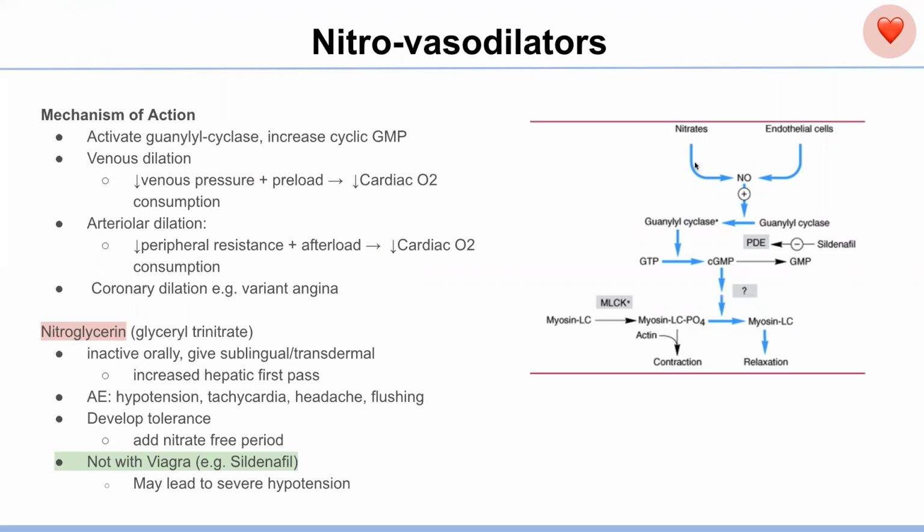So venous dilation reduces the preload, and arteriolar dilation reduces the afterload. Nitrates are inactive orally, so you want to give them transdermal or sublingual, so under the tongue, where it dissolves and is absorbed through the tissue into the blood that way. You can develop tolerance to nitrates, and that's overcome by adding a nitrate-free period. You do not want to use it with sildenafil or Viagra because it amplifies the effects and can lead to deadly hypotension.